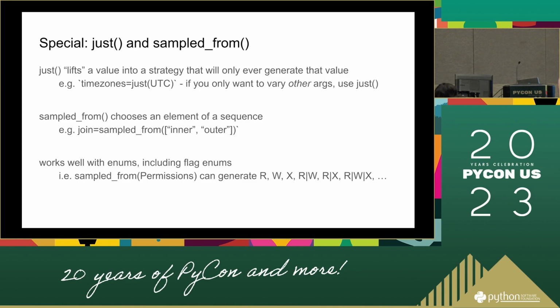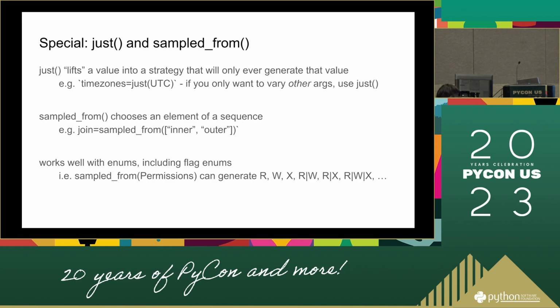A couple of special strategies. I realize I'm just kind of info dumping on you. That's why we have the exercises. A few special strategies. just is for when you have a value, but you need a strategy for the API. So for example, the datetimes strategy has a timezones argument, but the timezone value that you pass has to be a strategy. So if you always wanted your time zone to be in UTC, you could pass timezones equals just(UTC). And the just strategy pretty much does what it sounds like. It just generates the value that you fed it.